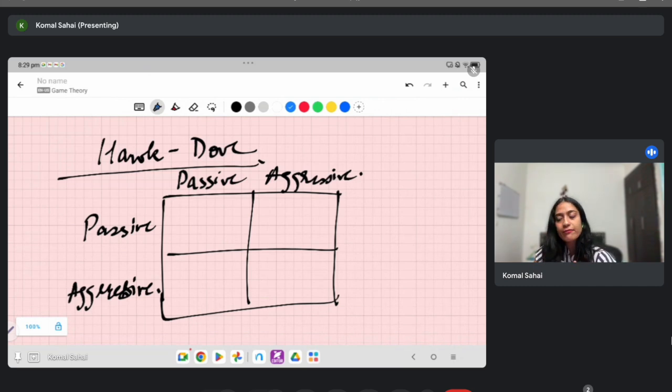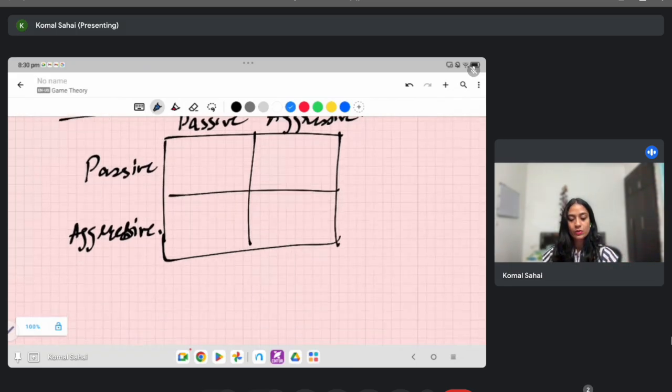So whenever the other player is passive, then you want to be aggressive. But if the other player is aggressive, then you are better off being passive. ठीक है. तो दोनों aggressive उनको नहीं चाहिए. Both aggressive is the worst outcome because they are both going to fight and it's going to harm everyone, right? So both of them aggressive is the least desired. So let's put a 0,0 over here.